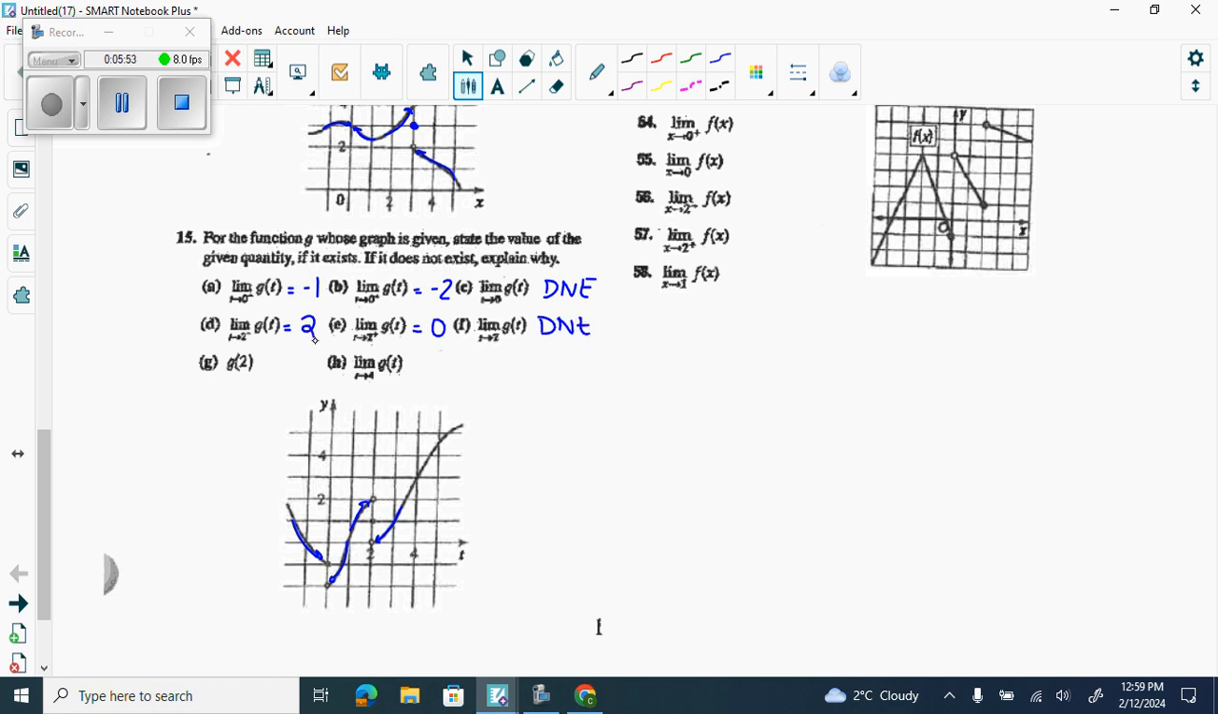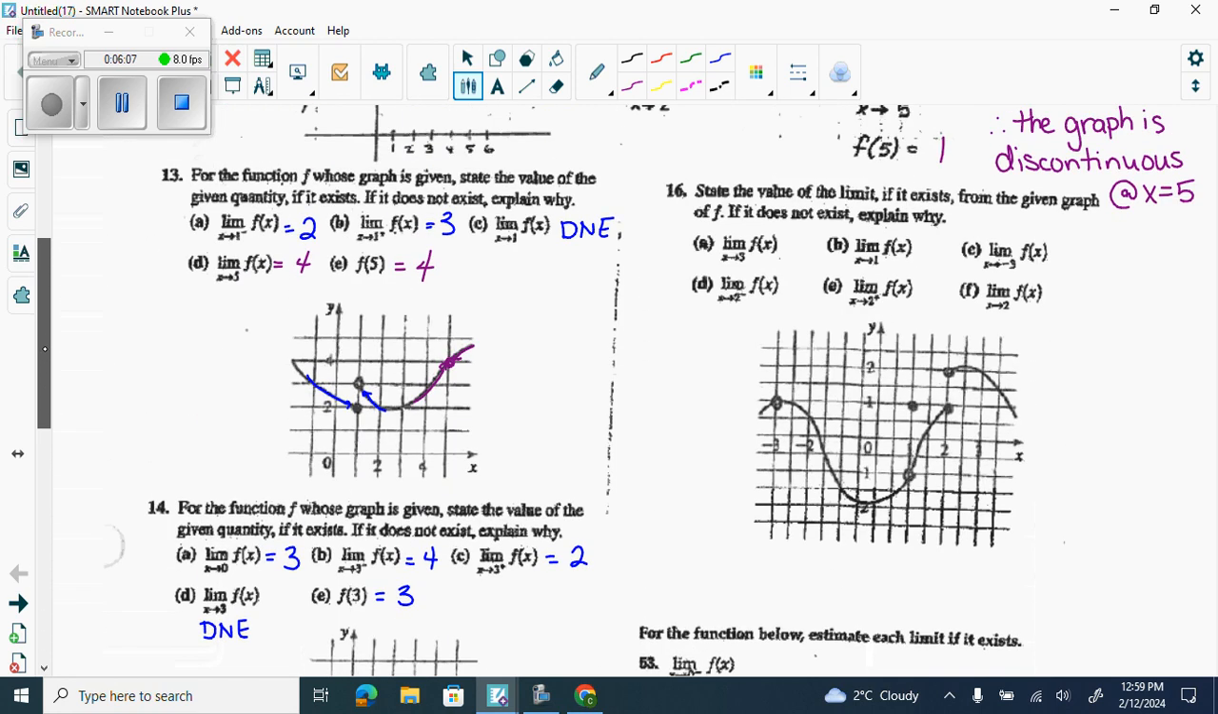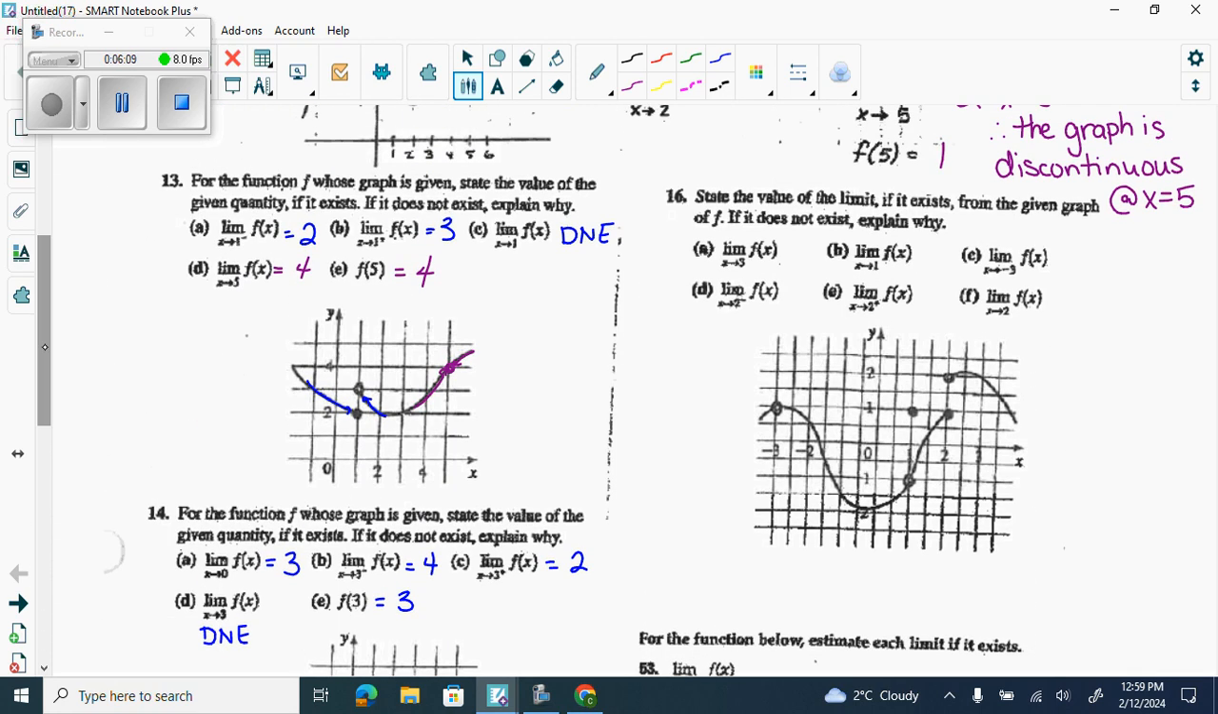What's g of 2? 1. And what's the limit as x approaches 4? 3. Okay. Then we have this one, 16. As x approaches 3, what does it approach? 2.